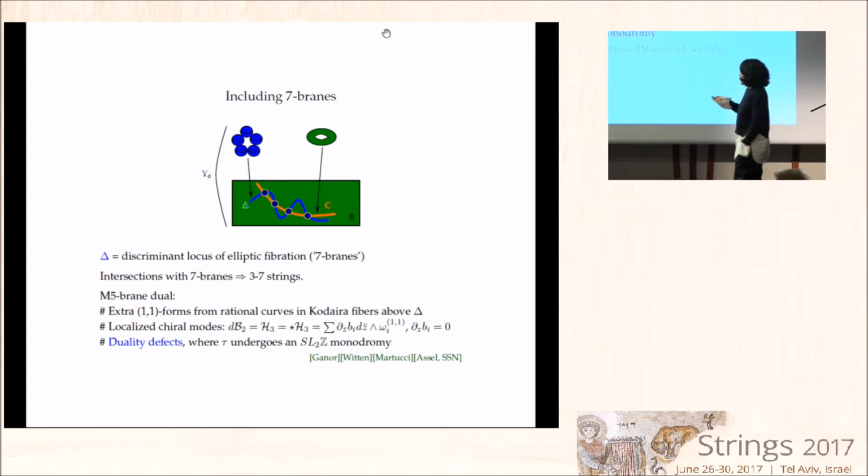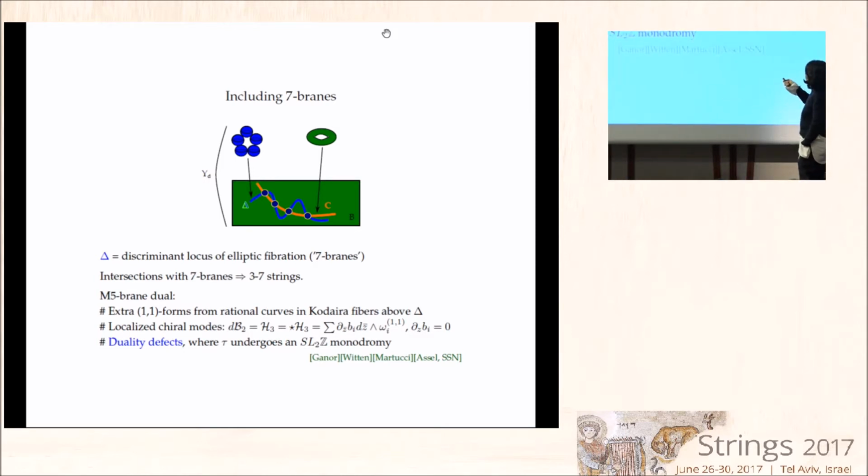In the M5 brane dual, these correspond to additional modes coming from the reduction of the M5 brane theory on these singular fibers. So the singular fibers have additional (1,1) forms, and we can reduce now the 3-form, or the self-dual 3-form here, along these (1,1) forms and get chiral modes that are localized at these points. And so these are exactly what we would call duality defects. So they're point-like, and as we encircle them, we undergo an SL(2,Z) monodromy dictated by the singularity.